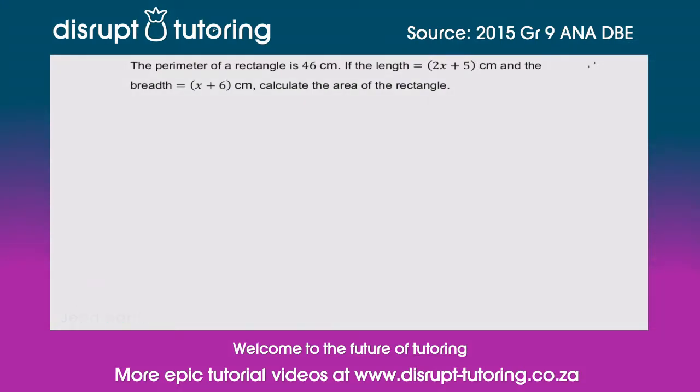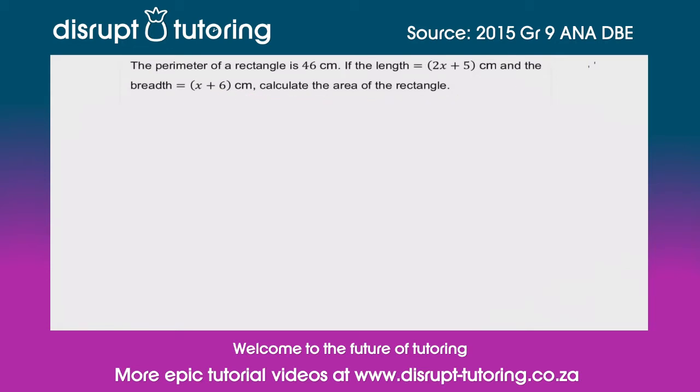Today we've got a perimeter question of a rectangle. So I'm going to get straight into it. They've said to us that the perimeter of a rectangle is 46 centimeters, and they've said if the length is 2x plus 5 and the breadth is x plus 6, then we should calculate the area of the rectangle.